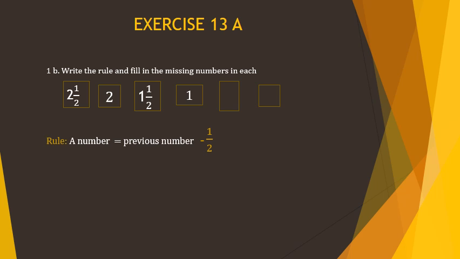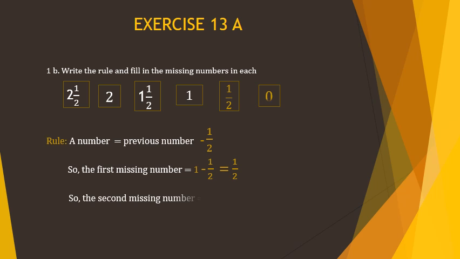So the fifth number, the first missing number, will be: here the previous number is 1, so we subtract half from 1 and we get half. Okay. So the fifth number is half. And the second missing number, the sixth number, is: here the previous number is half and you have to subtract half from it. So half subtracted from half is equal to 0. 1 by 2 minus 1 by 2 is equal to 0. So our second missing number is 0.